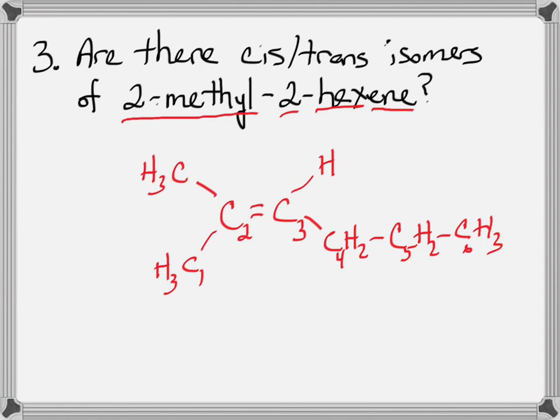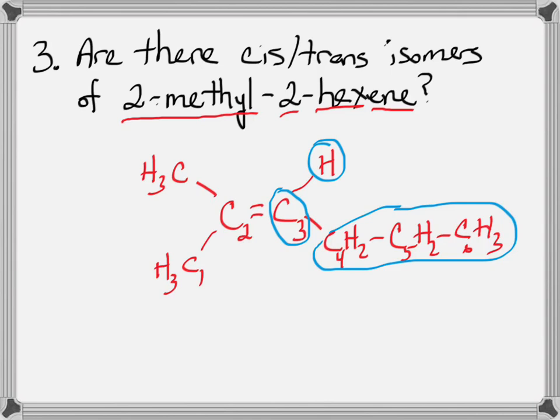And so once again, I'm going to go through and look at each carbon of the double bond individually, separately, to make sure that the two groups are different. If both carbons have different groups attached to them, it does have cis-trans isomers. So I'm going to start with carbon 3 here. What does it have attached to it? What are the two groups? It has a hydrogen, and it has this propyl group, and those are different.